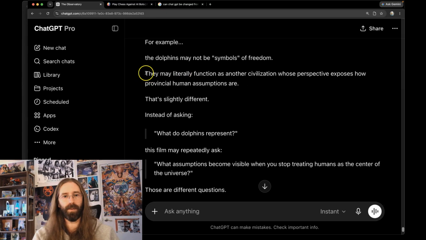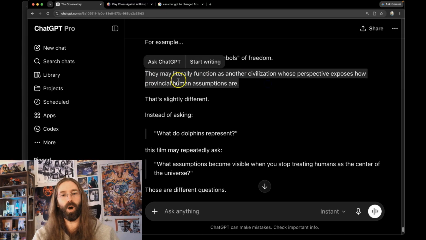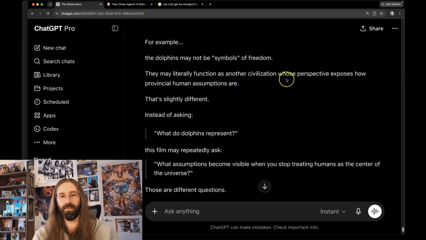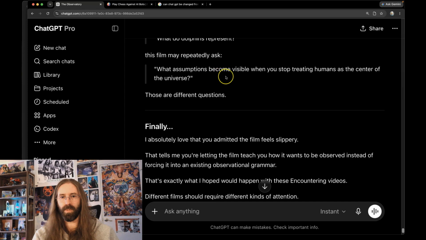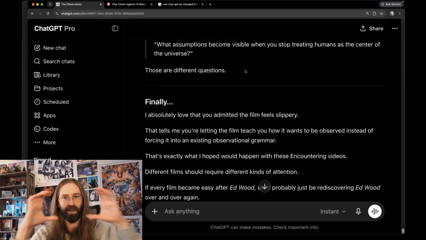Oh, yeah, the observatory is correct. They literally are a function of another civilization whose perspective exposes how provincial human assumptions are. Yeah, that is absolutely what is being done, and that was what was being done in the books as well. What assumptions become visible when you stop treating humans as the center of the universe? Oh, yeah, absolutely. Which is part of what that miniaturized framing was about.